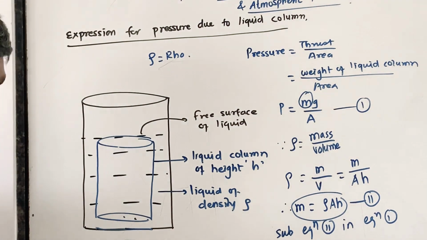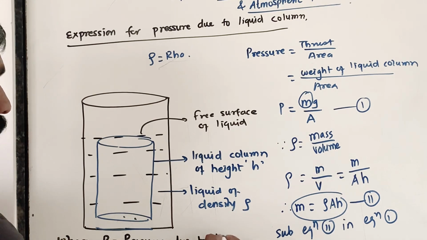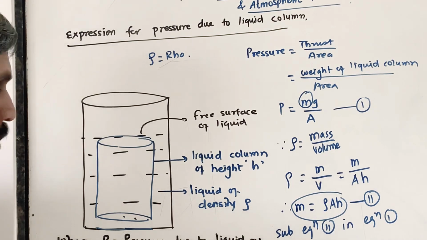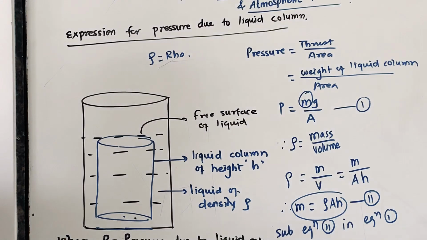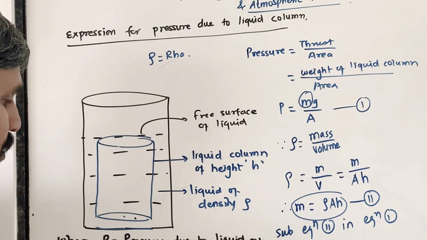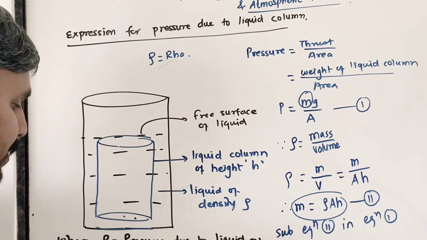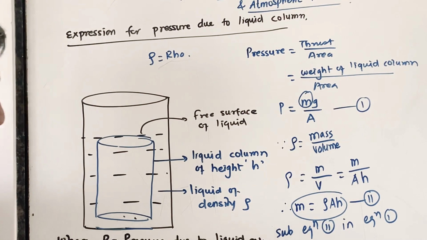So right here, P is what? Pressure due to liquid column. Rho is the density of liquid. And what is G? It is nothing but acceleration due to gravity.